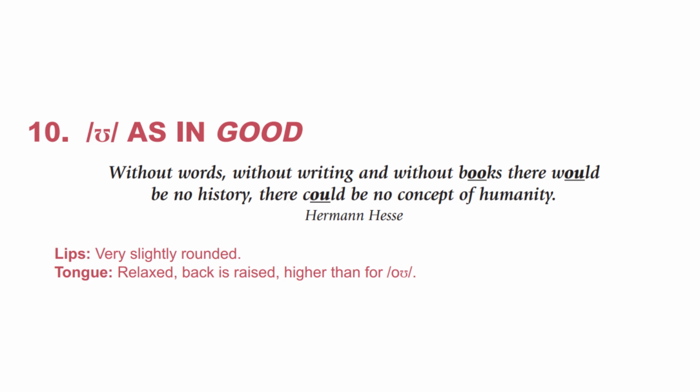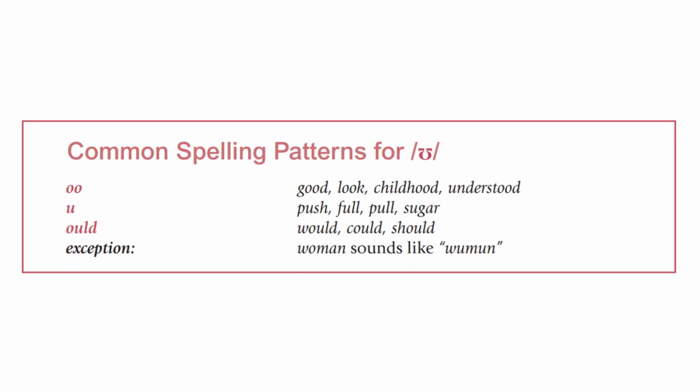/ʊ/ as in good. The lips are very rounded and the tongue is relaxed. The back of the tongue is raised and slightly higher than for the O. The common spelling patterns for this sound are the double O as in good, look, childhood, and understood. The letter U as in push, full, pull, and sugar. OULD as in would, could, and should. And the spelling exception is the word woman, which is spelled with an O.